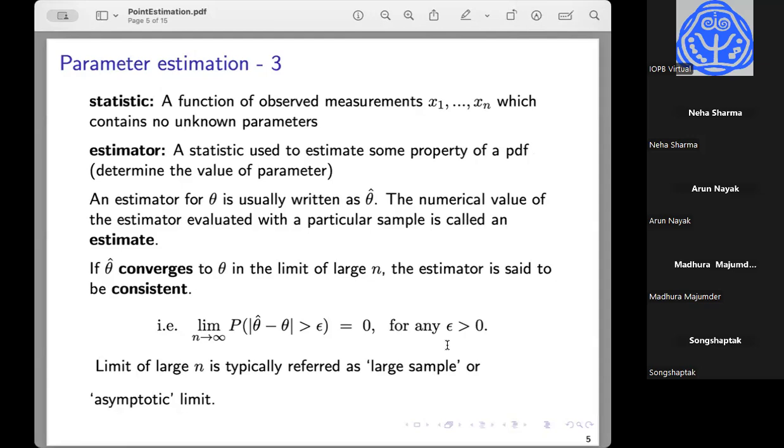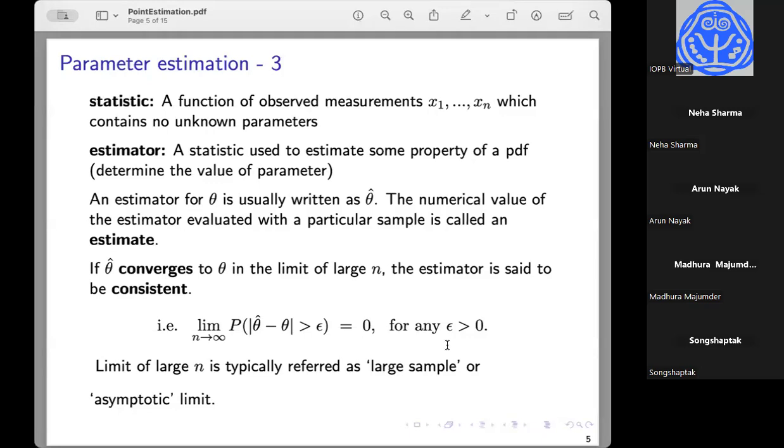So suppose we have a parameter theta of the PDF, then the estimator of theta we usually write as theta hat. The numerical value of that estimator, after you do the fitting, that you get from a given data sample or set of observations, is called the estimate. So we'll be using these names later on.